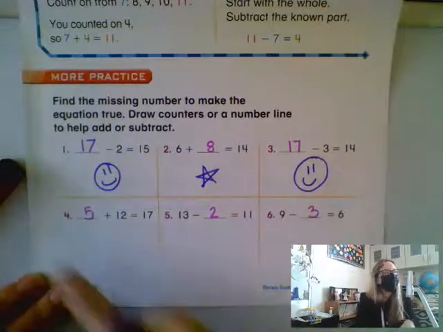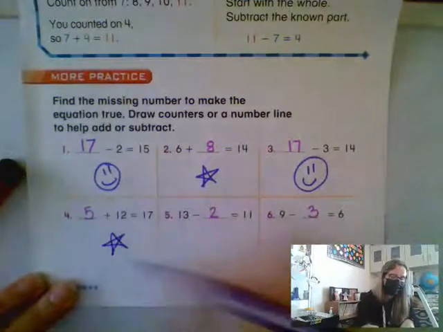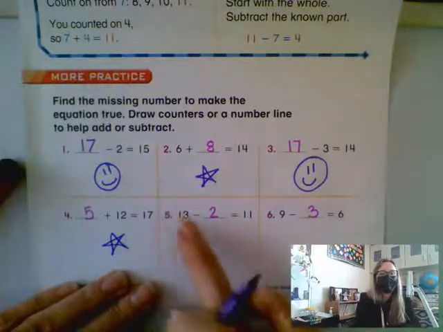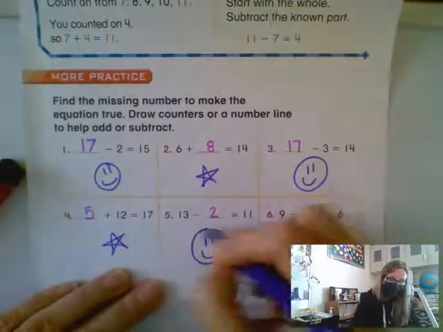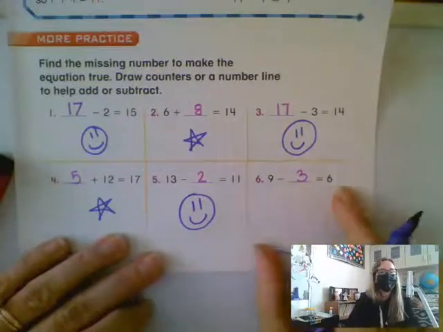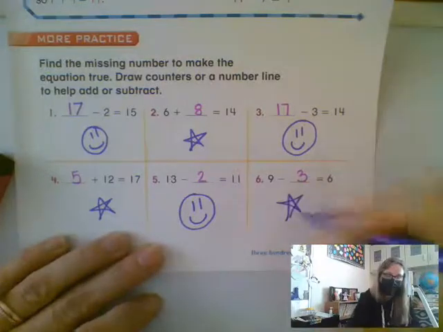For number 4, you should have 5 plus 12 equals 17. If you did, give yourself a star. For number 5, you should have 13 minus 2 equals 11. If you did, give yourself a smiley face. And for number 6, you should have 9 minus 3 equals 6. If you did, give yourself a star.